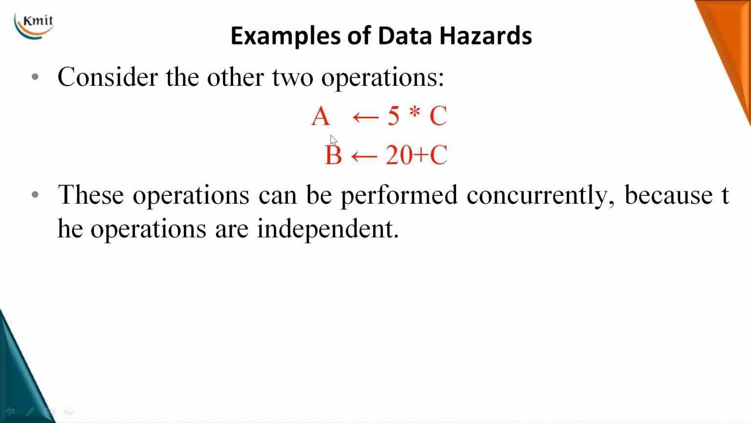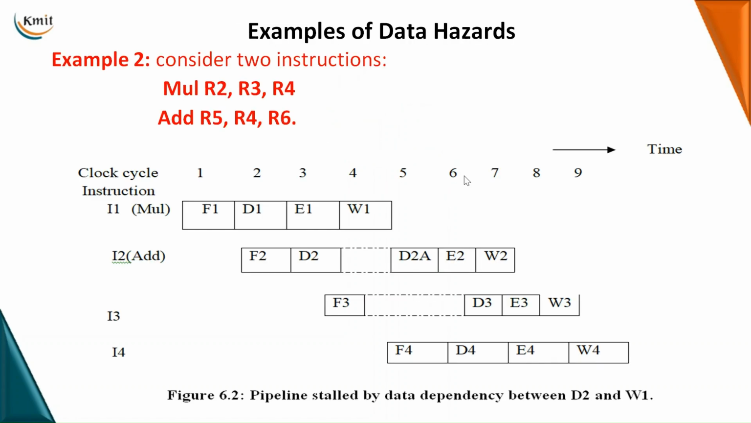So, if you look at the values of A and B, they are using the value of C, but both are independent instructions. The output of I2 is not dependent upon I1, nor is I1 dependent upon I2. So they can be executed simultaneously in the pipeline, or they can be executed out of order. There is no problem because they are independent instructions. The result of one instruction doesn't affect the result of another instruction. So there is no data dependency situation in this particular example.